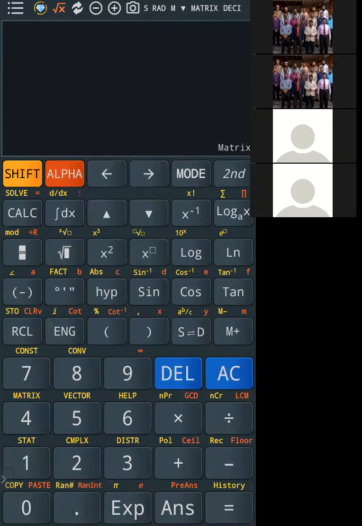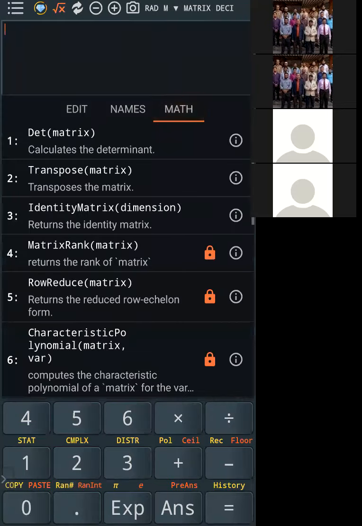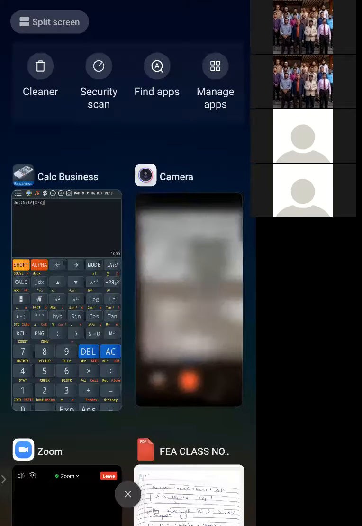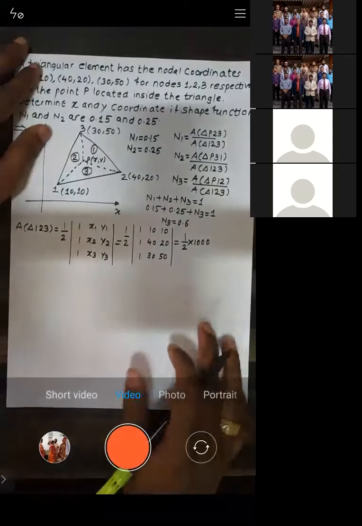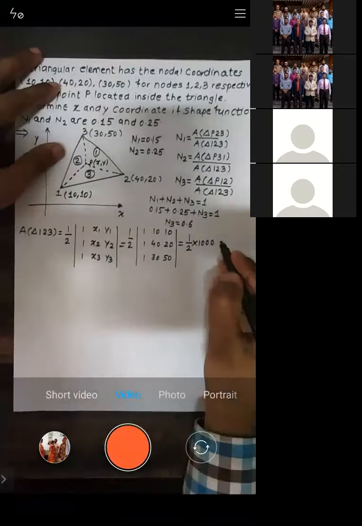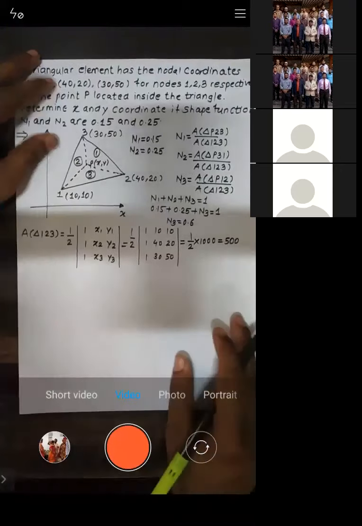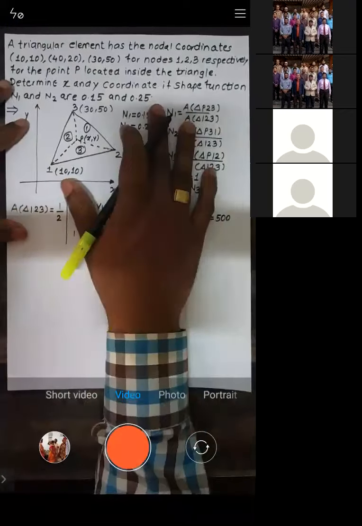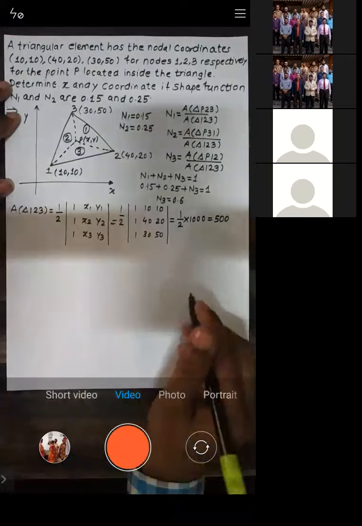Now we need to take shift, matrix, go for mathematics, that is determinant, and enter its name as matrix A. So how much are we getting? The determinant is coming as 1,000, right? So half into 1,000, we will get 5 hundred. Is it okay? Yes or no? Is it okay to each of you? Yes, sir.